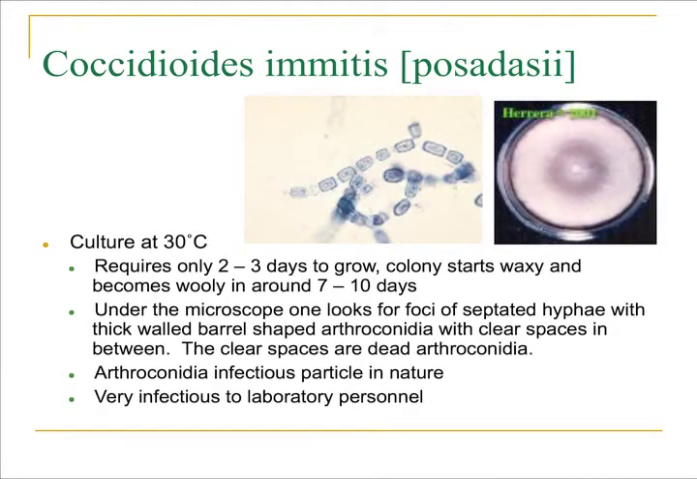On the next slide, we talk about how the two species of Coccidioides look in culture at 30 degrees centigrade. Unlike the other species of fungi that we have talked about, Coccidioides only requires 2 to 3 days to grow in culture. So it grows very rapidly as a waxy colony, and then it becomes more woolly with aerial mycelia. The progression from waxy to a full, mature mycelial culture usually takes 7 to 10 days.